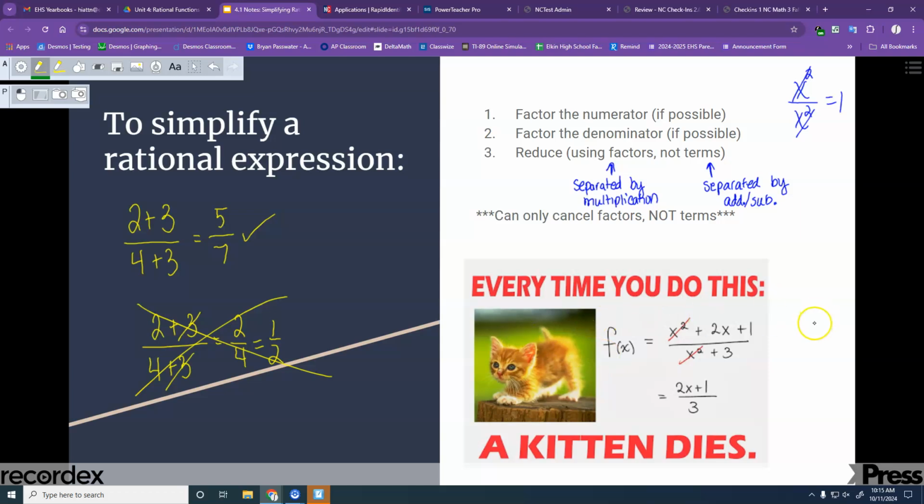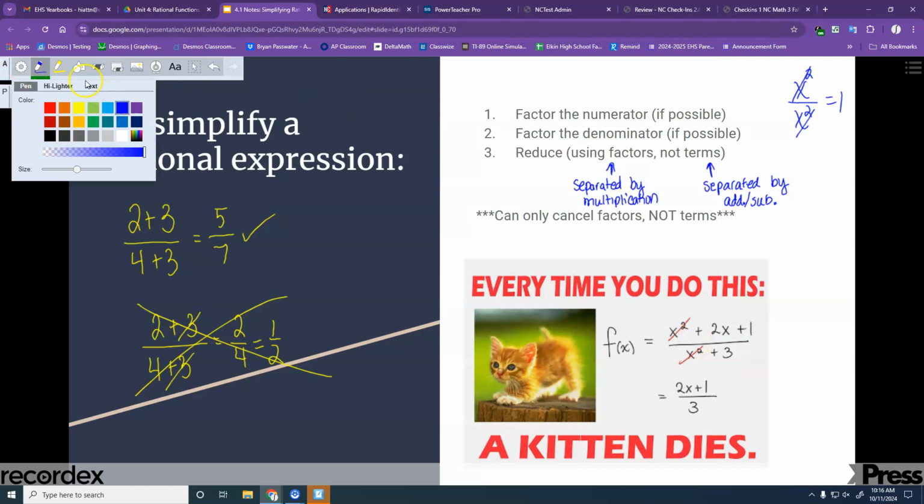And as this meme tells you here, every time you do this, a kitten dies. So don't do it because kittens are adorable and we want them. It kills the kitten every time. I sometimes say it's a math fairy that dies. So that's not good either. The math fairies come sit on your shoulder while you're taking the test and give you the answers. So you don't want to kill them. We need as many of them around as we can have. So a kitten or a math fairy dies if you try to cancel this way. So don't do it.